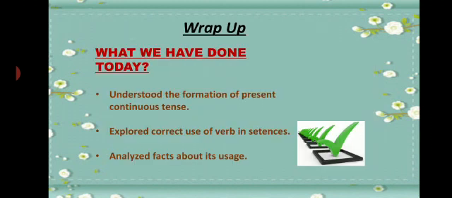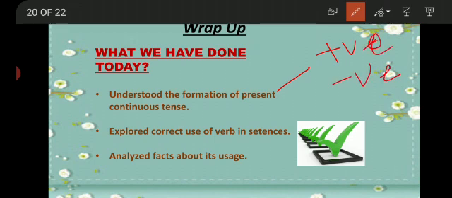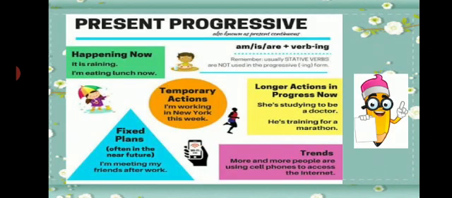Okay, now students, we will quickly have a wrap up of this lecture, of what we have done today. Yes, in this lecture, we talked about the formation of present continuous tense. It means we talked about the formation of positive sentences, then negative sentences, and then interrogative sentences. Then we also explored which form of verb is used in these sentences, and at the end, we analyzed the facts about its usage. Okay, now present continuous tense is used for showing temporary actions, some plans, and some things that are happening right now. Okay.